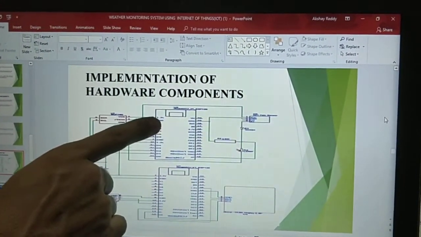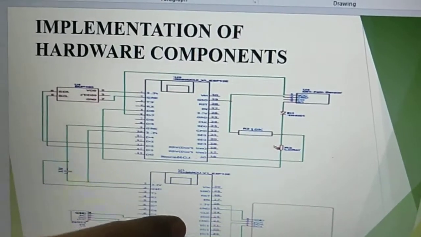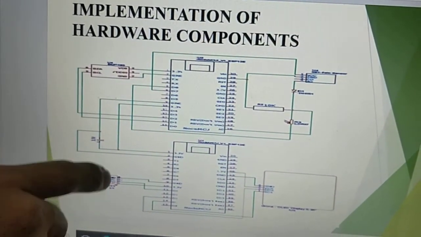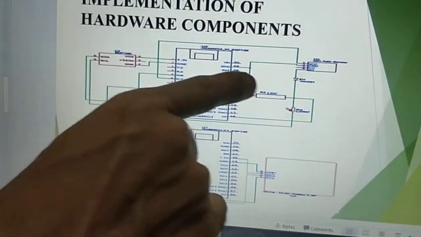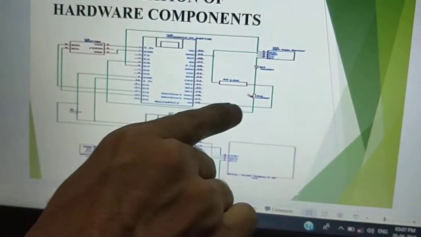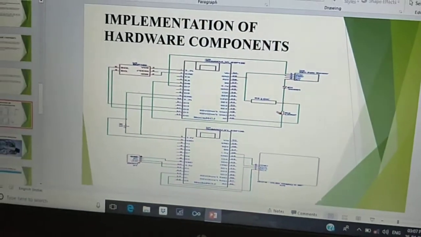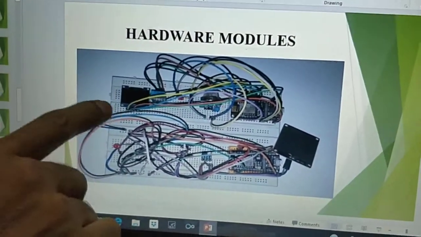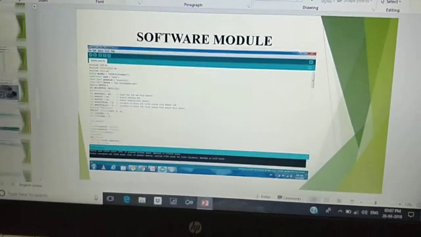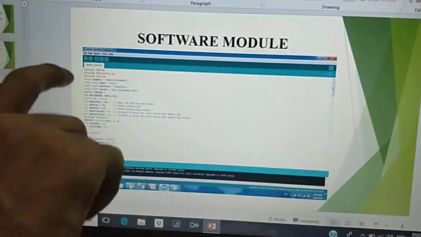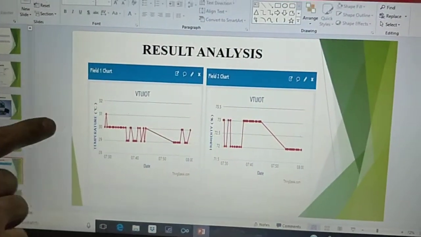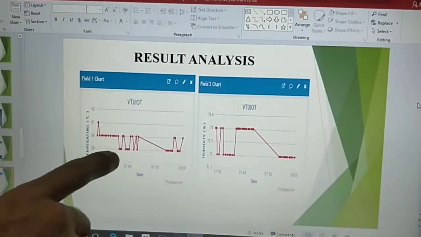Here we can see the two node MCU boards, and this is the DHT11. This is our pressure sensor, this is our rain sensor, this is our OLED display, and this is our light sensor. This is the hardware model we have made and submitted to our department. This is a screenshot of our software module. This is our result, what we got in ThinkSpeak.